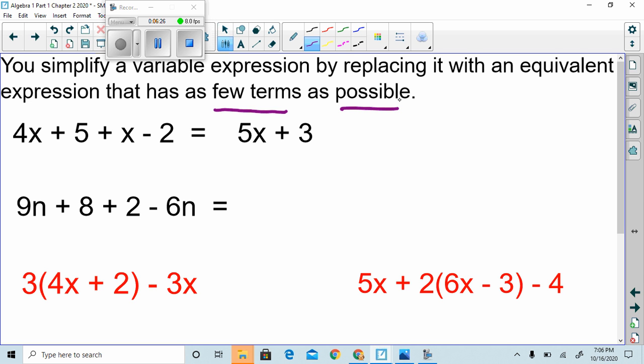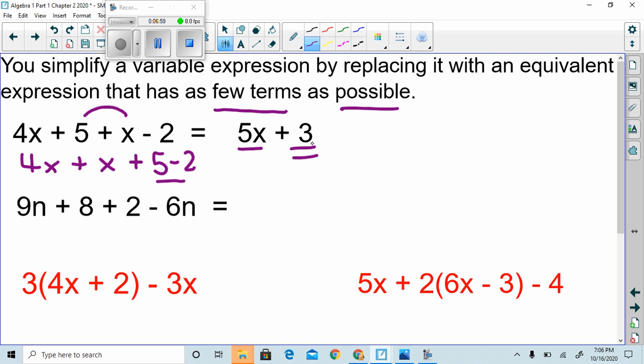I'm going to start with doing my commutative property again, or in the next one, I'll show you how I use those shapes again. If I use my commutative property, I have 4x plus x. Then I switch the x and 5, so then I have the 5 minus 2. You'll see the 4x plus x gives me the 5x, and 5 minus 2 gives me 3. So what was 4 terms is now an equivalent expression with 2 terms, so it has as few terms as possible.